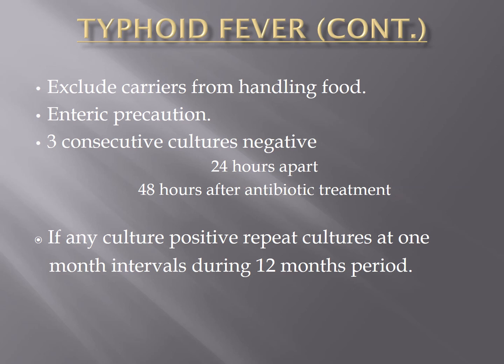How can we make sure that the patient is not a carrier anymore and he has been cured from the infection? You have to take 3 consecutive cultures, stool cultures definitely. They should be negative, 24 hours apart. Yani for 3 consecutive days, you take a stool specimen for culture and they should be negative. If the three cultures are negative, then we are sure that the patient has been cured. If any of the cultures is positive, repeat cultures at 1 month interval during 12 months period.